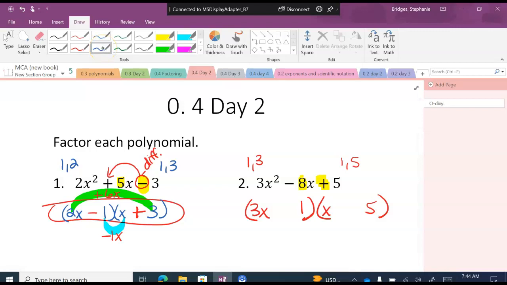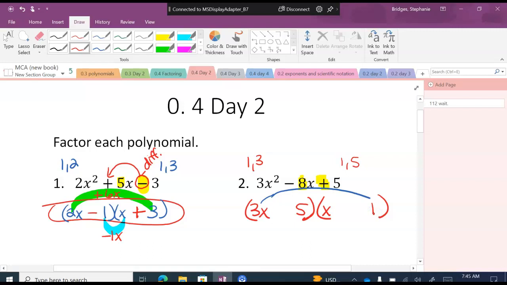What I have to do is check the products. What do I get when I multiply 3 times 5? 15. If I'm trying to add to get 8, is 15 already too much? It is, okay? So what that tells me is the placement is not correct. That 5 and that 1 is not in the correct position. So what I can do is I can just switch them around and try it the other way.